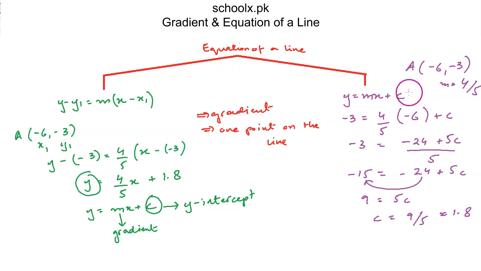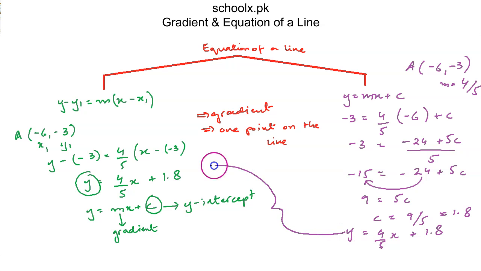So in this equation, what we did is we put in the coordinates of a point, which was A. We could have also put in the coordinates of the point B, and we would get the same answer for that too. So the coordinates of the point A, which were negative 6 and negative 3, and the known gradient, we put those in this equation and we found its y-intercept. Now we'll write it in the general form, which is y equals mx. M is the gradient, which is 4 by 5, x plus c, which is 1.8. See, the answer is the same, right?